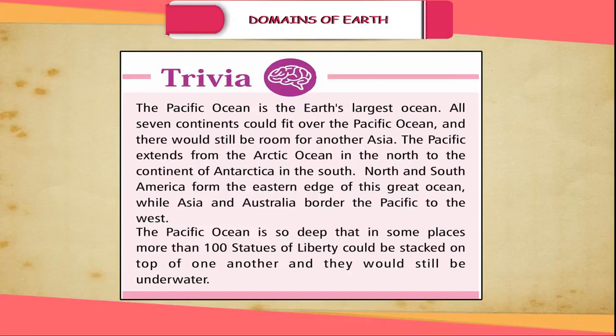The Pacific extends from the Arctic Ocean in the north to the continent of Antarctica in the south. North and South America form the eastern edge of this great ocean, while Asia and Australia border the Pacific to the west. The Pacific Ocean is so deep that in some places more than 100 Statues of Liberty could be stacked on top of one another and they would still be underwater.